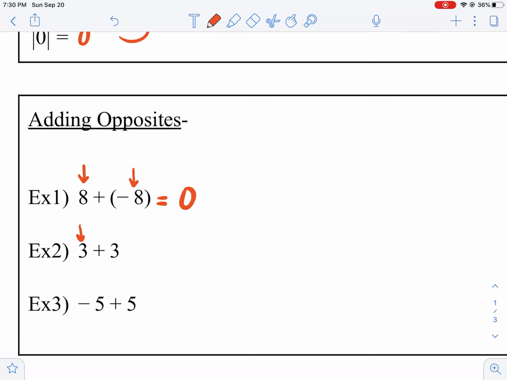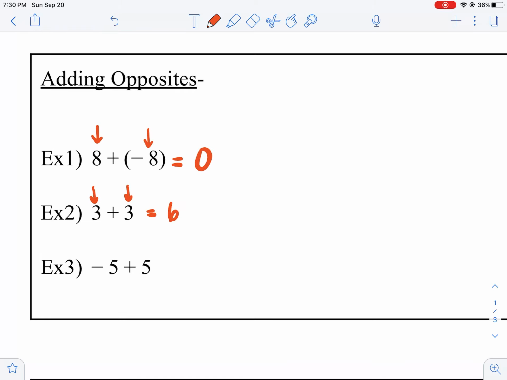Okay? Then we have 3 plus 3. This one was just to make sure you're not just saying that it's 0 because they're the same number. They are not opposites. 3 and 3 are the same number, which means we would just add regular, and that would be 6. And then again, here we have -5, and we're adding it with 5. So if I was at -5 and I added 5, I get 0.